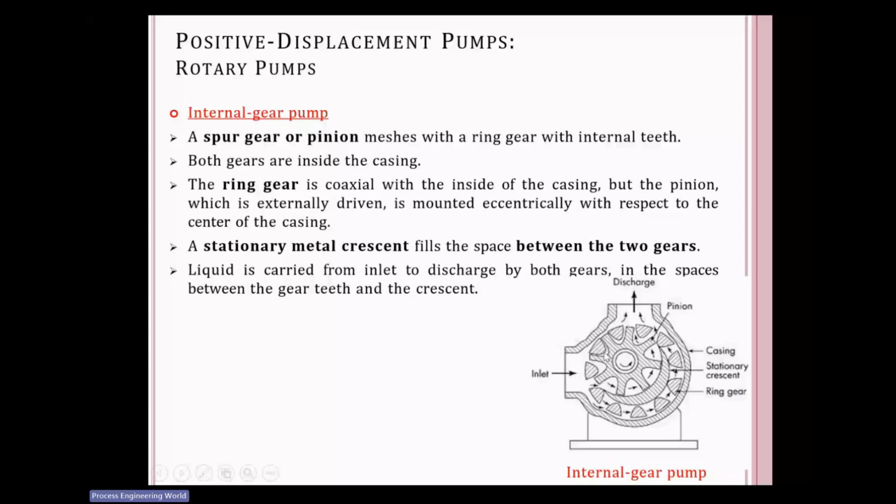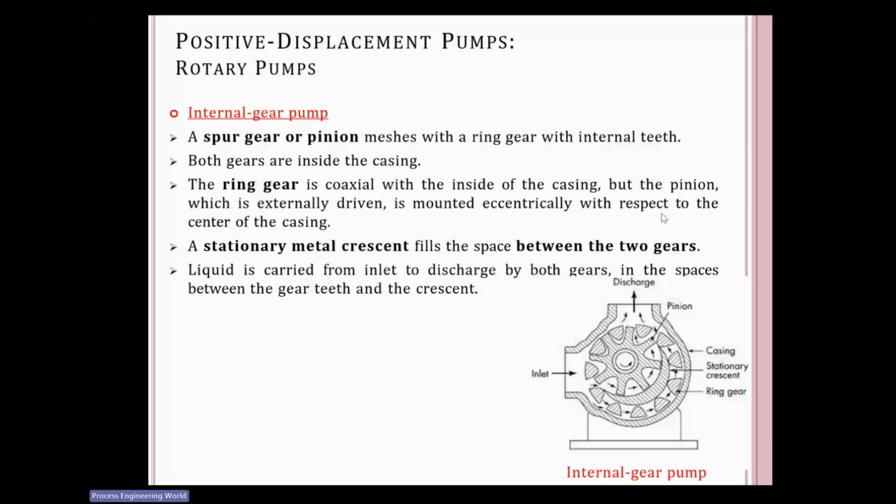So the fluid moves inside this and it flows from the crescent moon here and from this part, and then it gets discharged. So liquid is carried from inlet to discharge by both gears in the spaces between the gear teeth and the crescent.